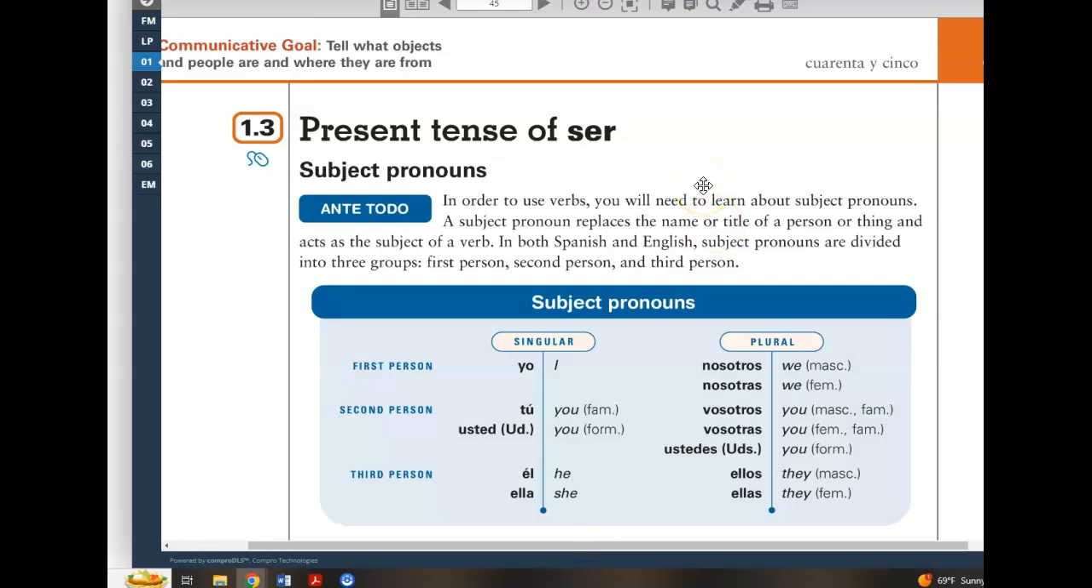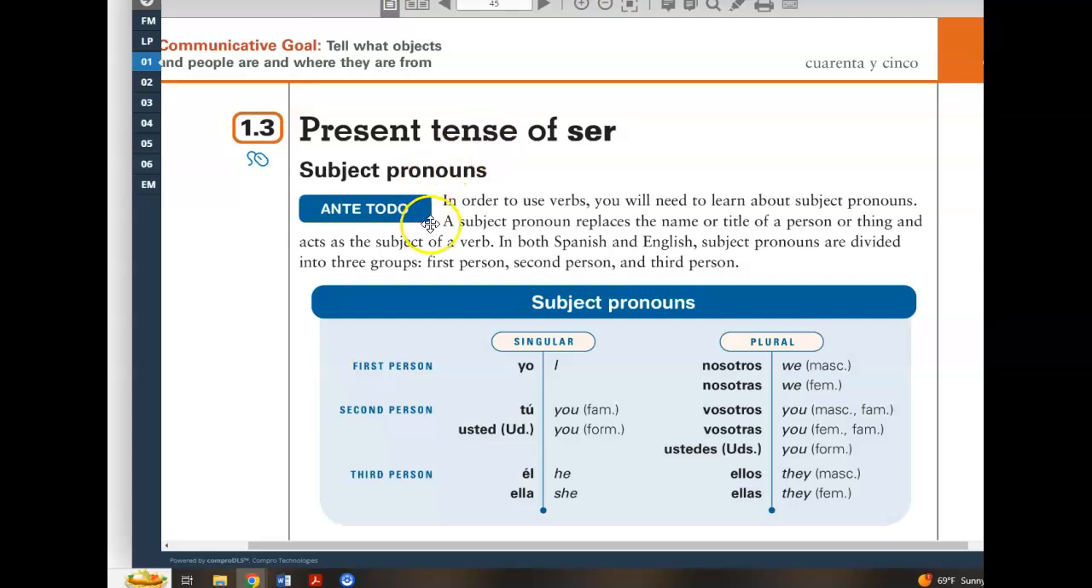Just to review notes that we covered from last class, beginning on page 45 of the textbook, our main objective is to utilize the verb ser to identify and to describe people and things. And as we talked about last class, the verb ser is conjugated according to subject pronouns. And subject pronouns, like in English, are divided into three groups: first, second, and third person, singular and plural.